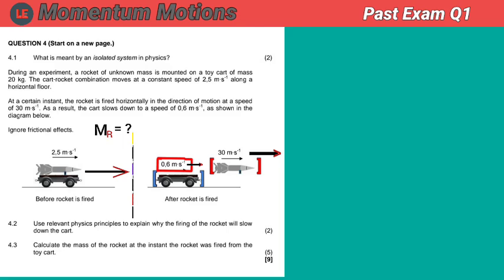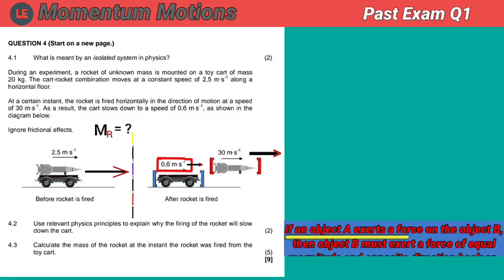That law, if we may recap it, states that if an object A exerts a force on an object B, then object B must exert a force of equal magnitude and opposite direction back on object A. I think 4.2 is answered now.